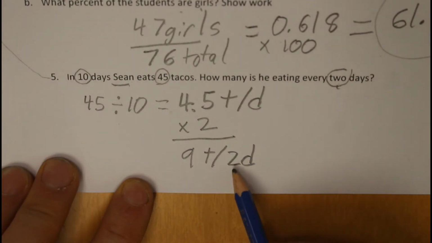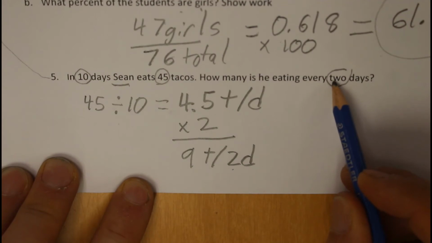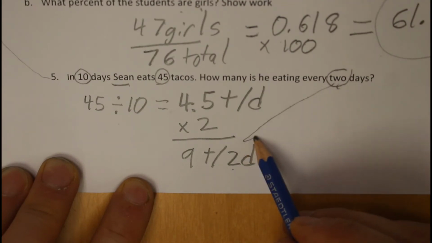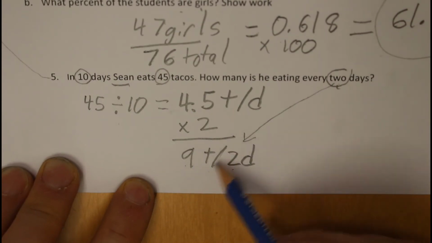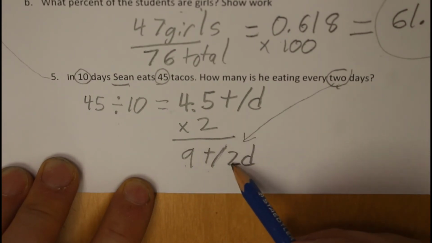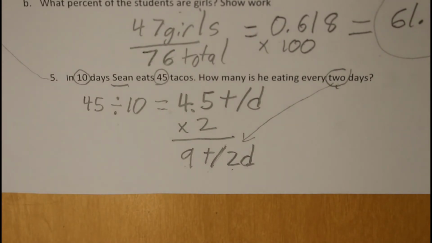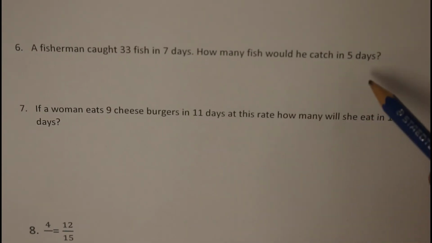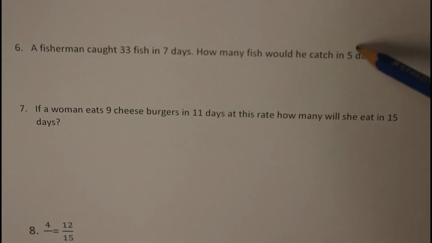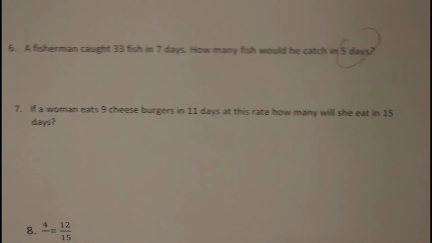So we need to make sure we have that because it tells us that it's every 2 days, not just every 1 day. Just like before, we didn't have to put the 1. Well, when it's above 1, you do. So 9 tacos per 2 days. So 6 and 7 are the same. Find out the unit rate, then multiply it by what we want right there.